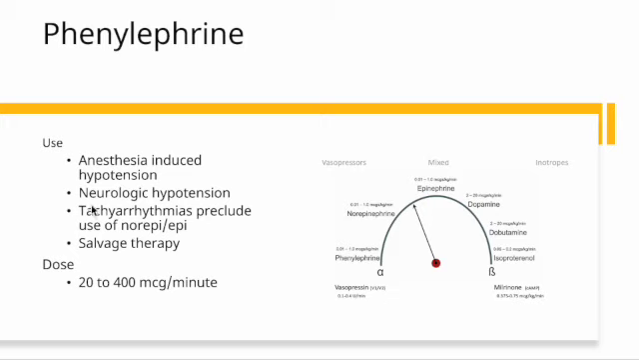Similarly, in neurologic hypertension, you may see vasodilation, and then in patients for whom tachyarrhythmias preclude the use of norepinephrine or epinephrine, for example, a patient who goes into atrial fibrillation with RVR or other supraventricular tachycardias, phenylephrine can be used as a substitute as it has no beta agonism and is not an arrhythmogenic vasoactive medication.